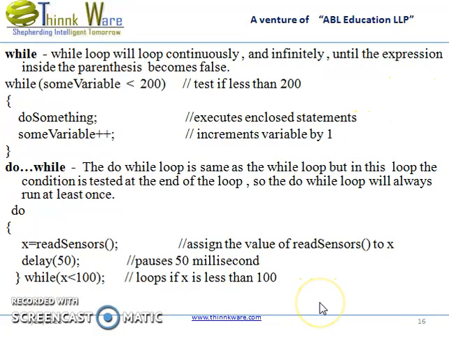The do-while loop. The do-while loop is the same as the while loop, but in this loop the condition is tested at the end of the loop. So the do-while loop will also run at least once.